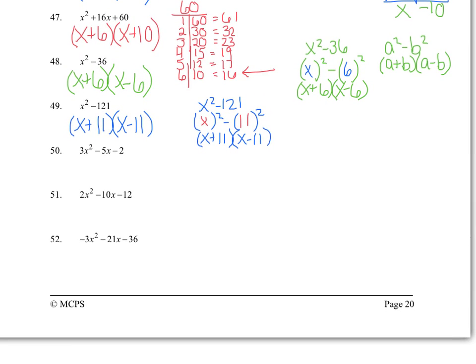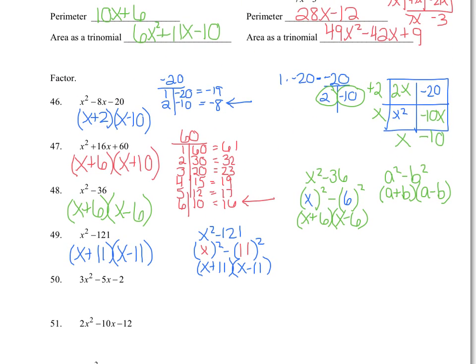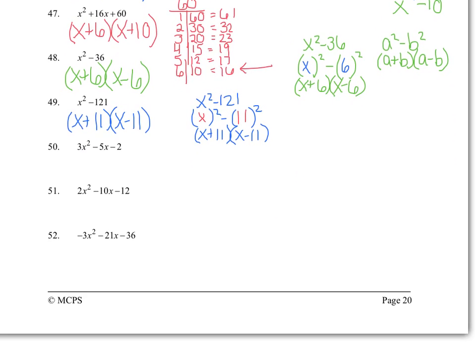All right, number 50. This says 3x squared minus 5x minus 2. The first thing you should always look for is to see if there's a GCF. Is there a number that can be taken out of all three of these? Well, 3, negative 5, and negative 2 are all prime numbers, so there is no GCF. So we're going to do this the way I did the second part up here. Because a is not 1, we need to multiply a times c. So 3 times negative 2 is negative 6, and I'm going to look for factors of negative 6 that add up to negative 5, my b.